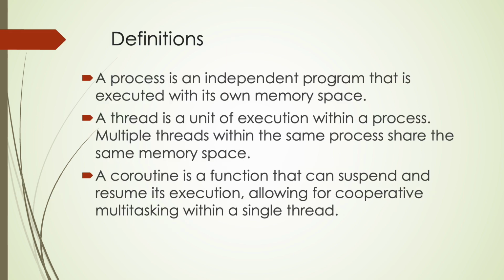A process is an independent program that is executed with its own memory space. A thread is a unit of execution within a process. Multiple threads within the same process share the same memory space. A coroutine is a function that can suspend and resume its execution, allowing for cooperative multitasking within a single thread.